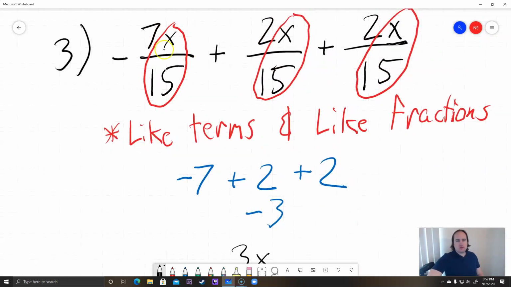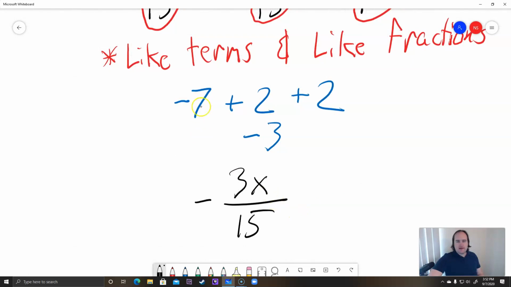So all I did there was I noticed that we have exactly the same variable and exactly the same denominator. So then I went ahead and did the numbers in the front. So I did -7 plus 2 plus 2, because you just keep the variable and you keep the denominator for like terms and like fractions. Okay, and then -7 plus 2 is -5, plus 2 is -3. So that gave us our answer, which is -3x over 15.